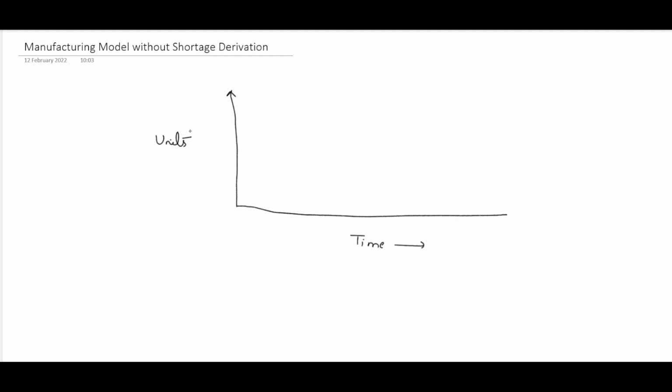Now we will draw it first. Our x-axis is the time as usual, and the y-axis is the units, or the quantity to be manufactured. And here the graph is like this. Both triangles are similar.